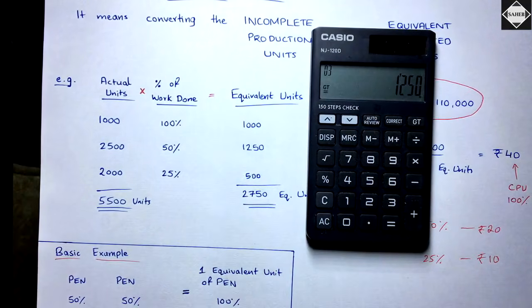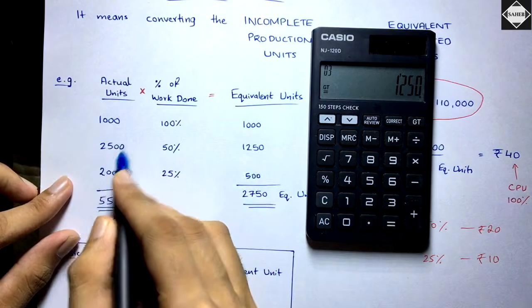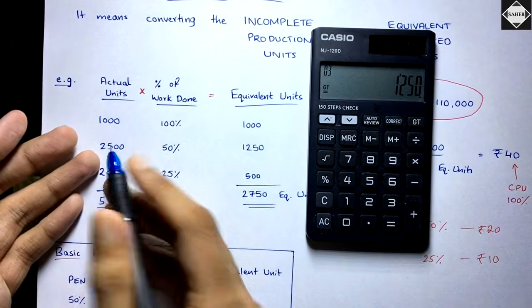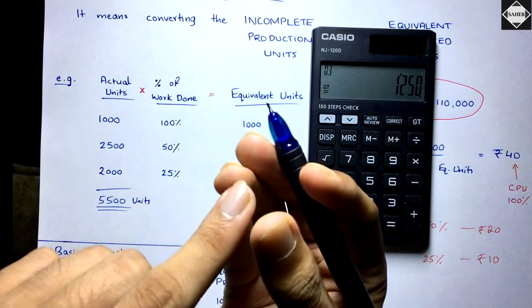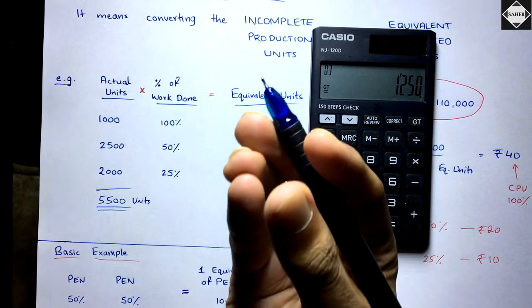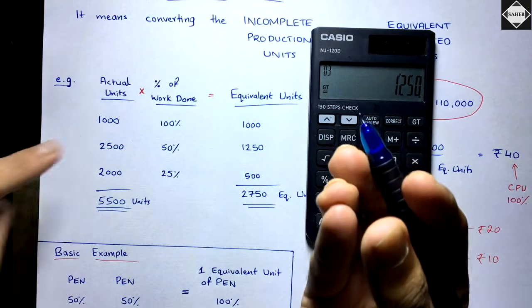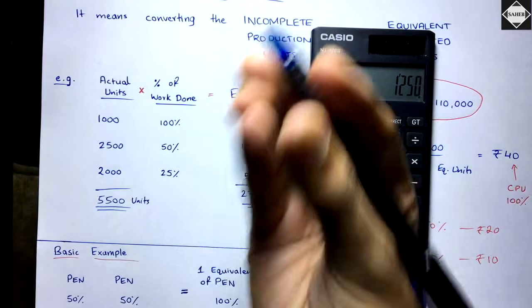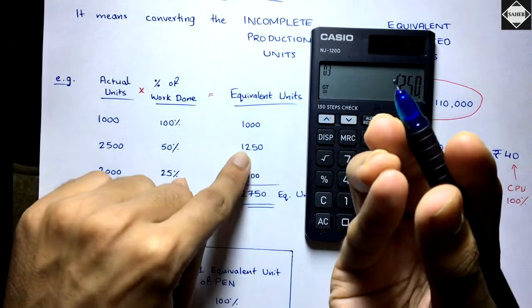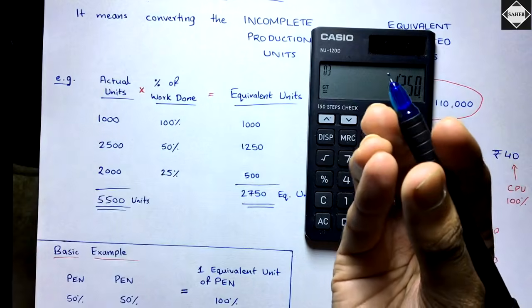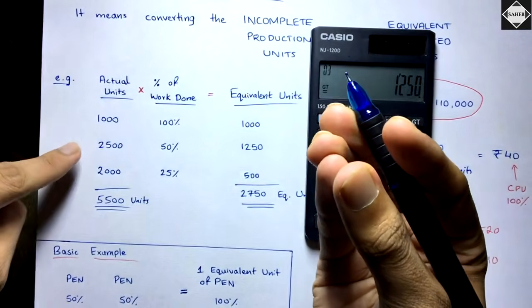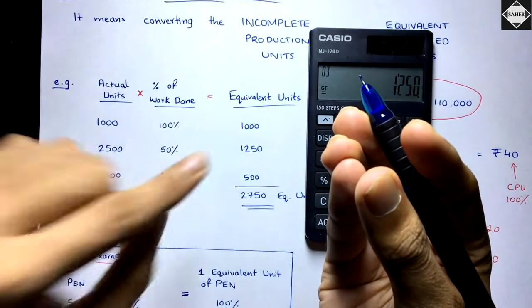Now what's the logic and the interpretation of this? It's very simple. If 50% of the cost of material has been incurred, and with a certain amount of money you were able to produce 2500 incomplete units, 50% complete, then with that same amount of money you can produce 1250 fully completed units. That's the logic, that's the understanding. With that same amount of money, rather than producing 2500, you can produce 1250.